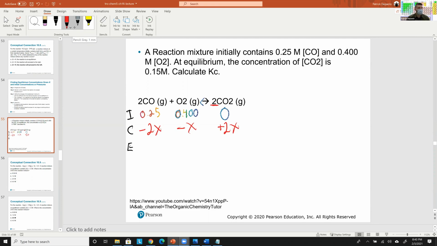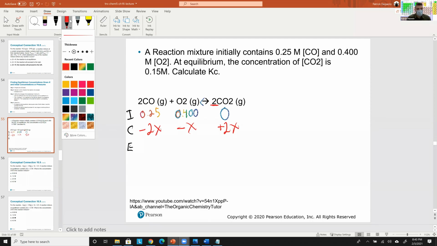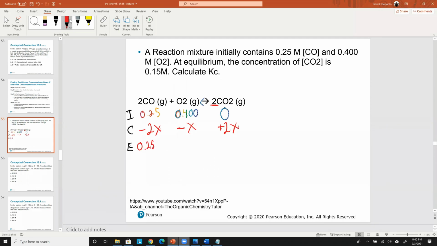Okay, so now we're basically done. All the rest of it is math rather than chemistry. So what we do is we just add them up. At equilibrium, you're going to have 0.25 minus 2x, 0.400 minus x, and positive 2x. This is how you do it. Okay, were there any questions on what I did right now? If some of you see what to do next, don't say it yet, but are there any questions on how I got to this point?